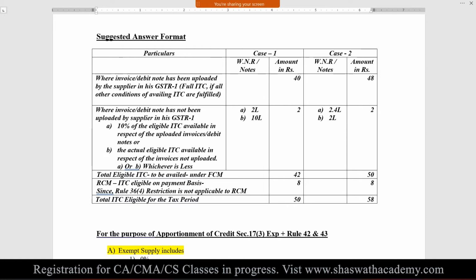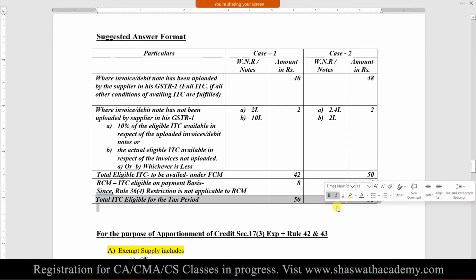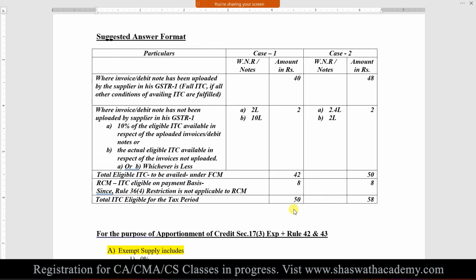Yeah, you need to present in this format, wherein you have to write very clearly whatever is reflected via GSTR-1 disclosure by the supplier, fully eligible, and whatever is not reflected, A or B, whichever is less. So you have to calculate in an inner column A and B, whichever is less should be taken to the outer column, and to that you have to add the RCM eligibility for which this restriction is not applicable. For RCM, this restriction is not applicable, and finally you should arrive at the total eligibility. Guys, are you comfortable? Presentation should be like this. Everybody? Yes, sir.